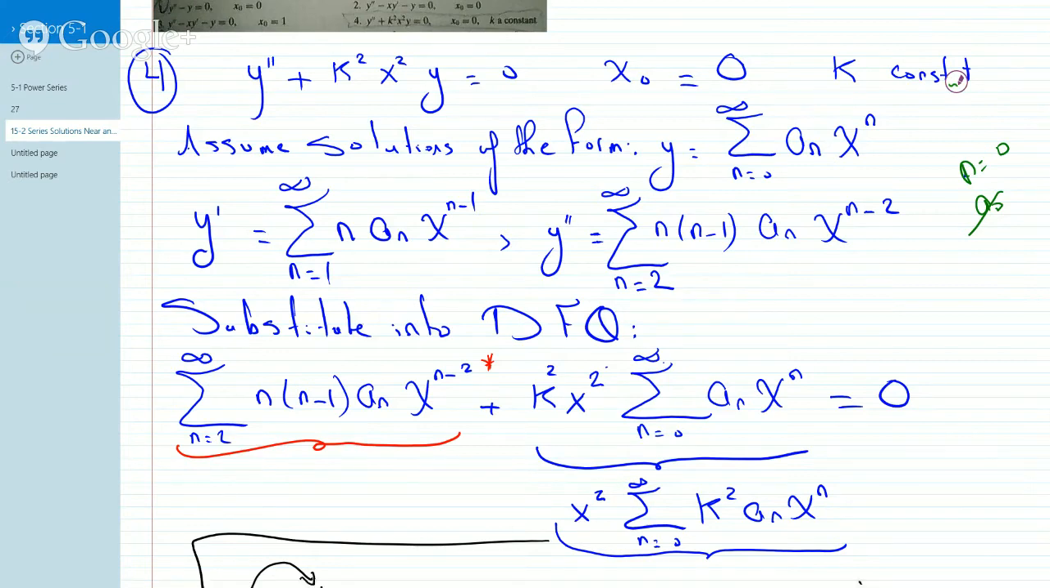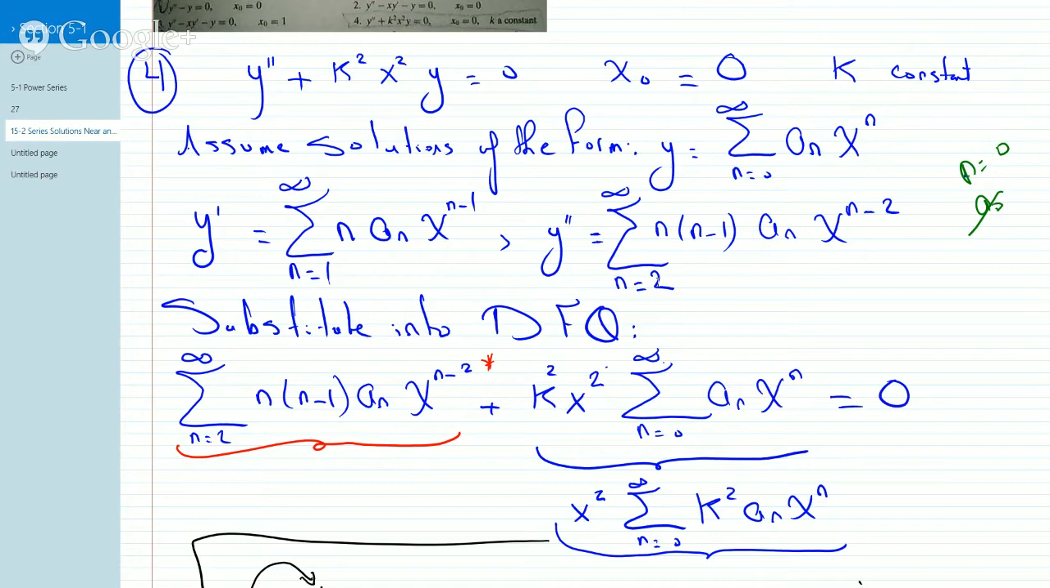And then y double prime will be the same thing. You differentiate x to the n minus 1, and you bring the n minus 1 down. So n times n minus 1, a_n, times x to the n minus 2. And again, here you lost the first term, because when n was 1, this was 1 times a1, and the derivative is 0. So you lost another term. So the series now starts at 2 instead of 1. Every time you take a derivative, your series starts one term later than it was before.